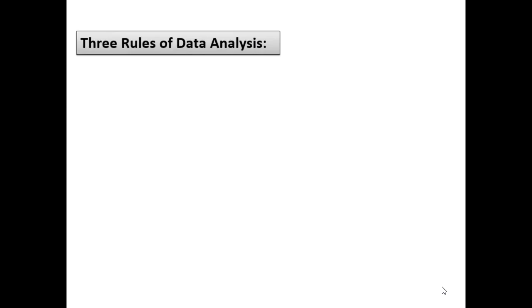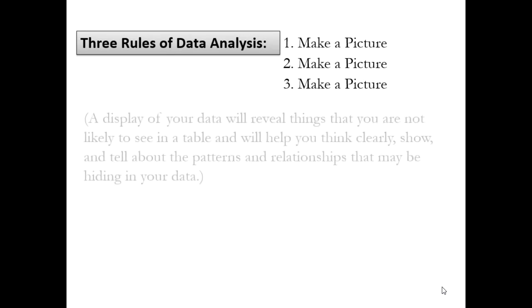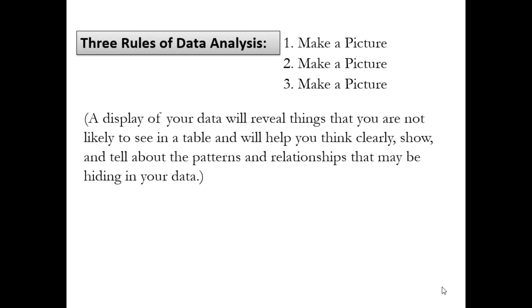There are 3 rules of data analysis, and this is for following along in guide notes. Primarily, we want to make a picture, make a picture, make a picture. By doing so, it'll help us see what's happening with our data. In this section, we're going to go over how to reveal information that isn't very clear or easy to see inside of a table of numbers. So we make pictures of it to look for those patterns and relationships that could be hidden inside of the data.